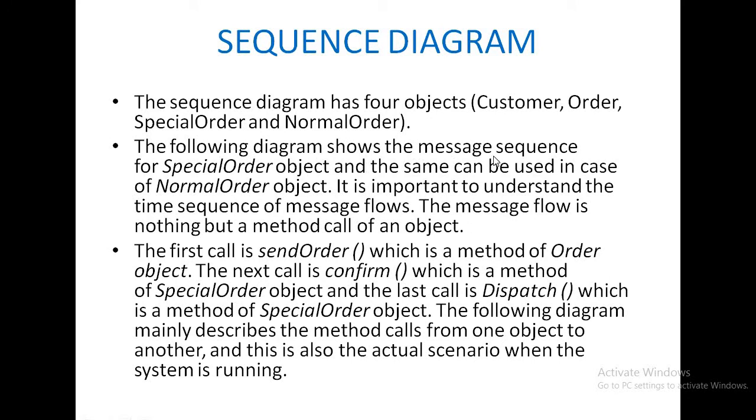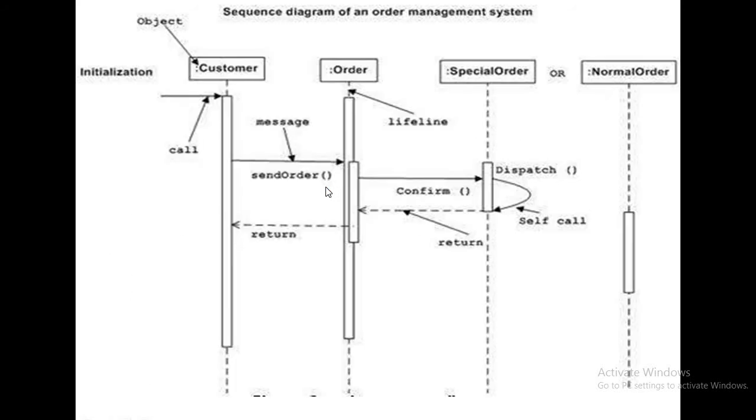This diagram shows the message sequence for the special order object, and the same can be used in the case of the normal order object. Special order object message and normal order object message are the same. This dispatch is for both special order and normal order.